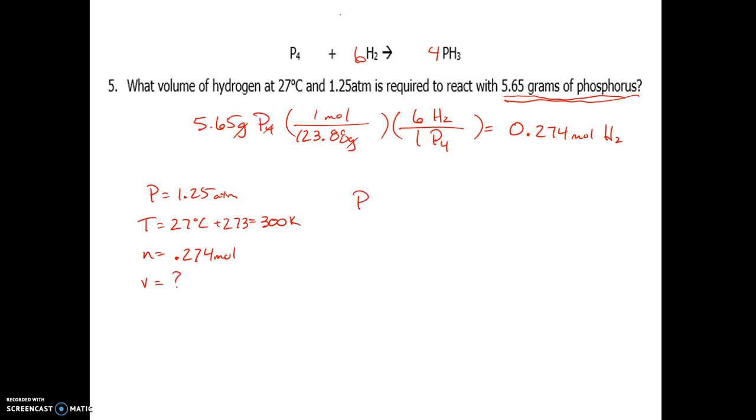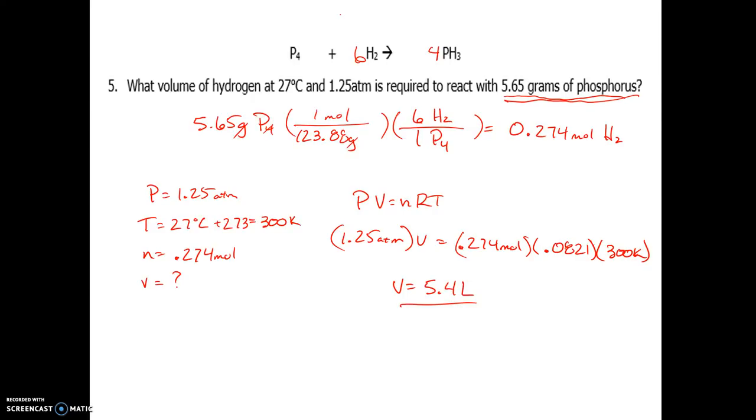Now with all this information, the last thing that we're missing is our volume. And so we can solve for our volume using our ideal gas law again. So PV equals nRT. And so if we're going to use our ideal gas law, we should have our 1.25 atm times our unknown volume is equal to our 0.274 moles times our gas constant, 0.0821, multiplied by our temperature, 300 Kelvin. And so now we just go through and solve for our volume. And so our volume, once we plug it all in, is 5.4 liters.